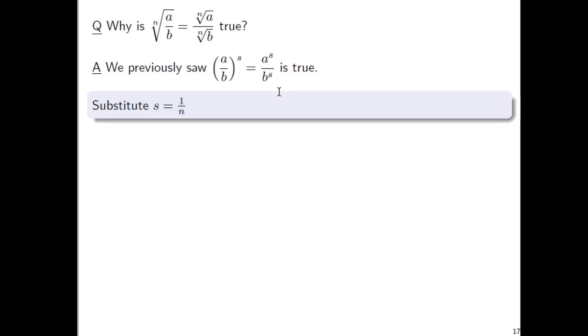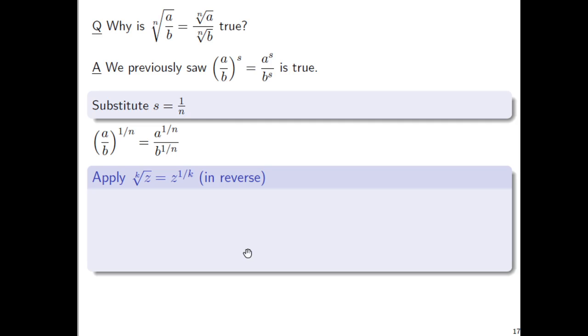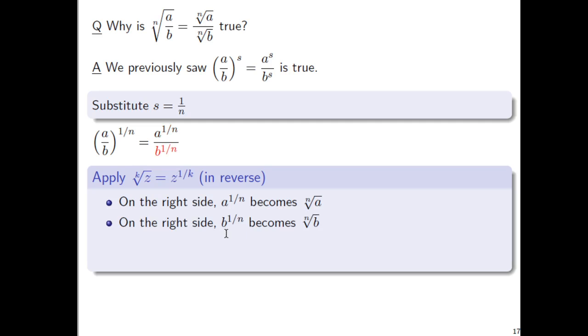We previously saw a over b raised to the s equals a to the s over b to the s. Same deal, substitute 1 over n everywhere you see an s. And then apply this new formula that a kth root is the same as a 1 over kth power, just in reverse again. And on the right side, in the numerator, there's this a to the 1 over nth. That's going to become nth root of a.